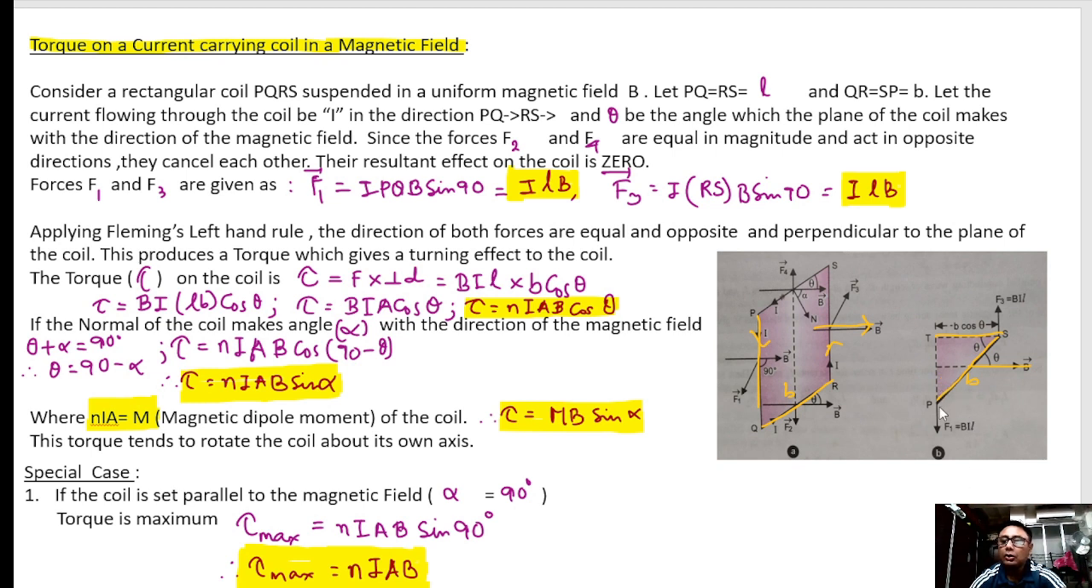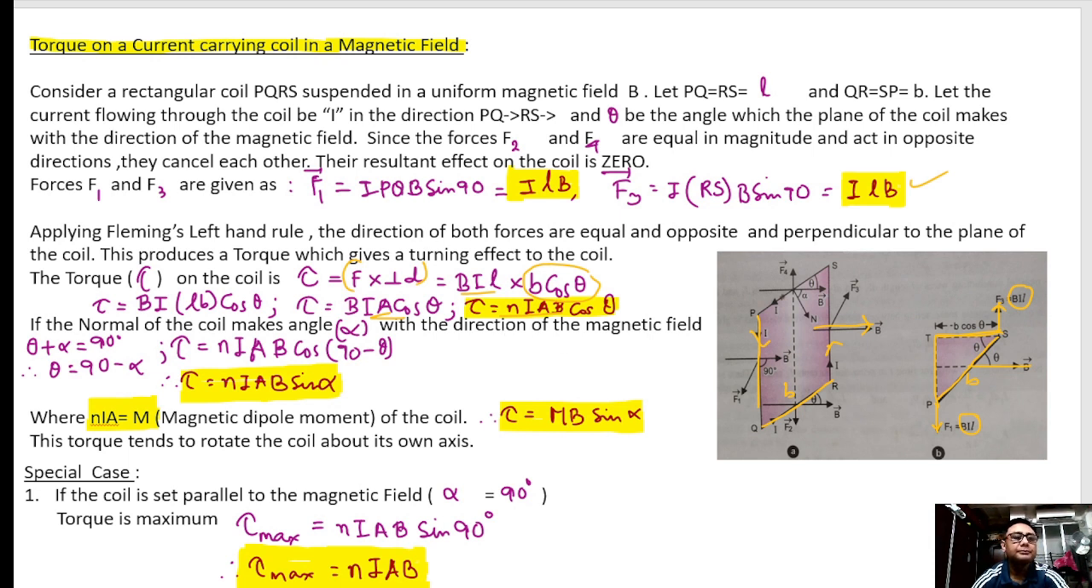So now what is the force acting on this part? Force is BIL, and here also force is BIL. Okay, this is the direction of force. Now what is the torque? Torque is force into perpendicular distance, which is B cos theta. So it is BIL into B cos theta, and L into B is the area of the coil. So torque is BIA cos theta. Now if we have n number of turns of copper wire, we will multiply this, so the torque will increase n times.